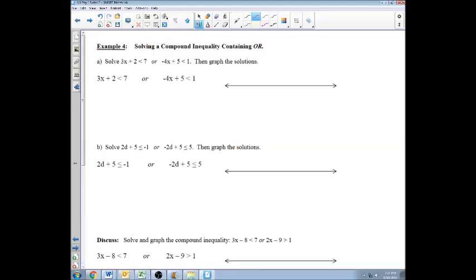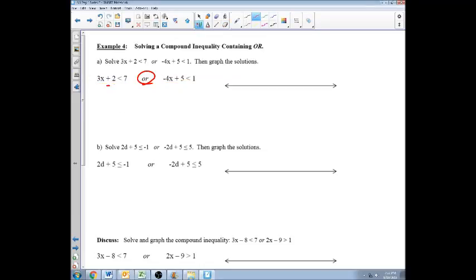Let's keep going. So here I need to solve a compound inequality containing OR. I have solved 3x plus 2 is less than 7. Notice that's already here. I have negative 4x plus 5 is less than 1. That's already here. And the word OR is in between. Okay? That will come into play here in 1 second.